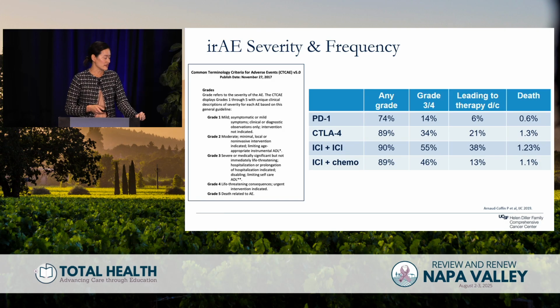So on the left-hand side of the screen here, you can see the CTCAE grading, which codifies severity of these adverse events. The grading can differ depending on which particular sign or symptom we're talking about. But overall, you can see that grade 1 refers to a mild event, all the way up to grade 3, 4, and 5, which is more serious, life-threatening, or potentially even death.